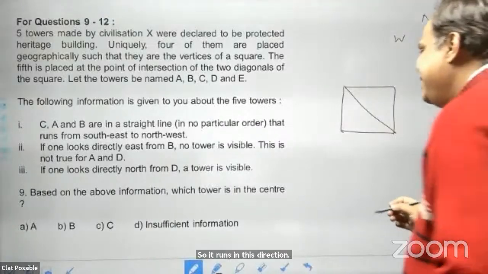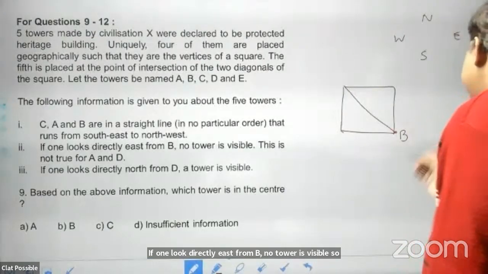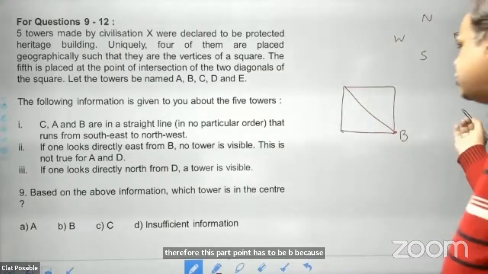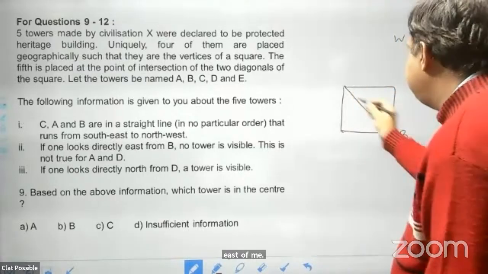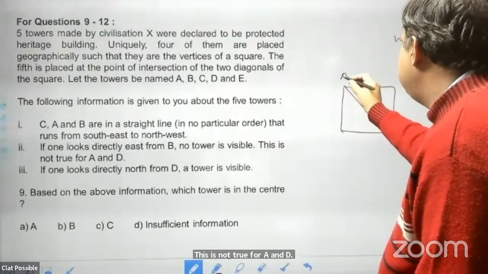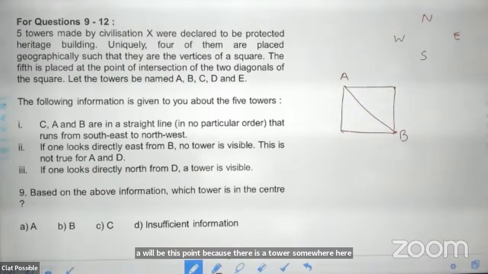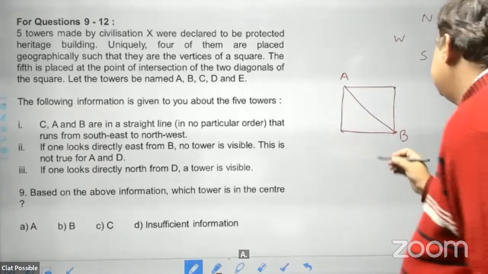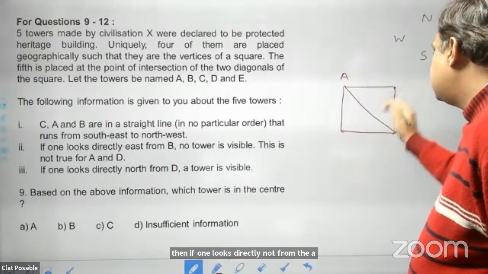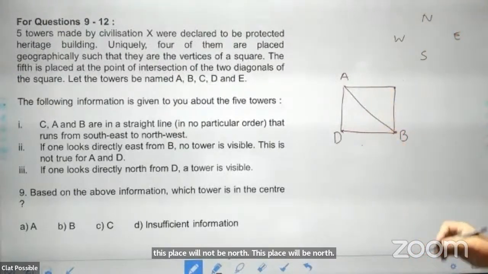If one looks directly east from B, no tower is visible. So this point has to be B, because there is no tower east of B. This is not true for A and D. Since C, B, A have to be on this line, A will be this point because there is a tower somewhere here, which is east of A. Then if one looks directly north from D, a tower is visible. This place will not be north, this place will be north, and this place will be D, sorry. So there is a tower north of D, and that is A.